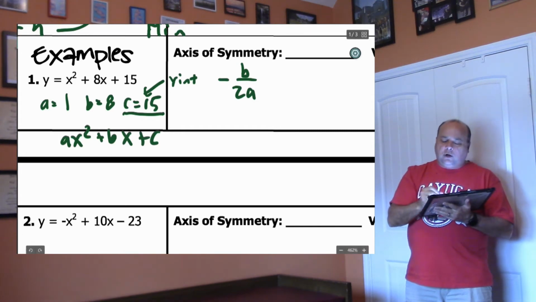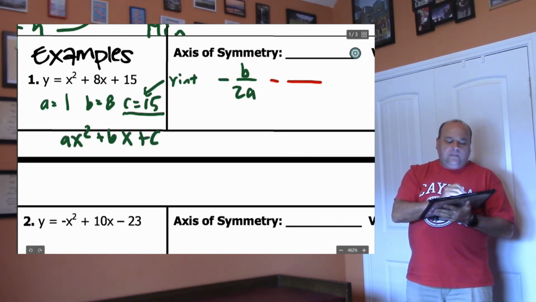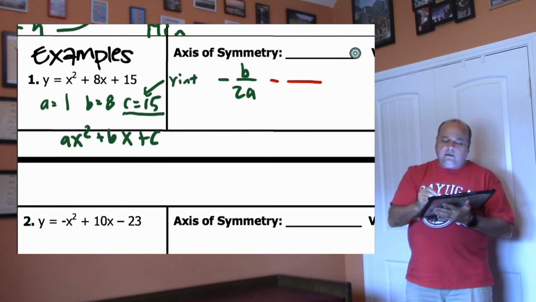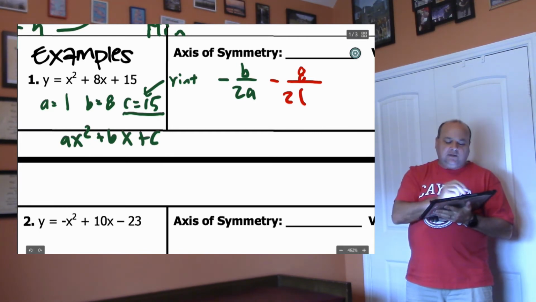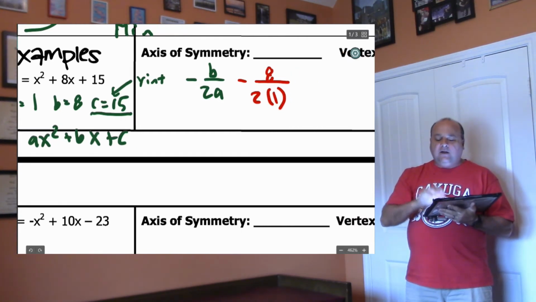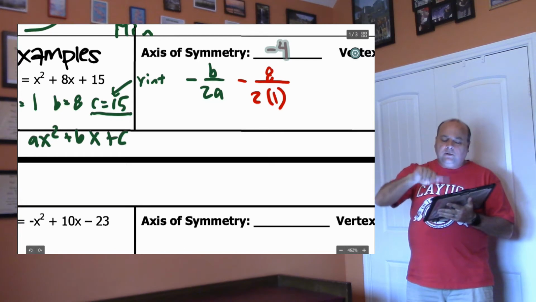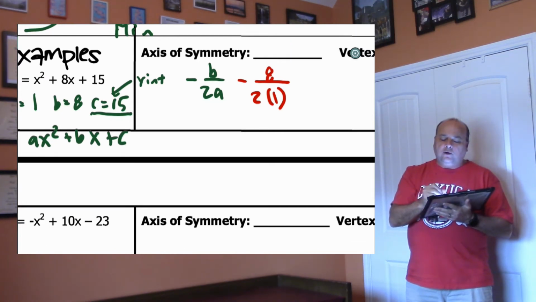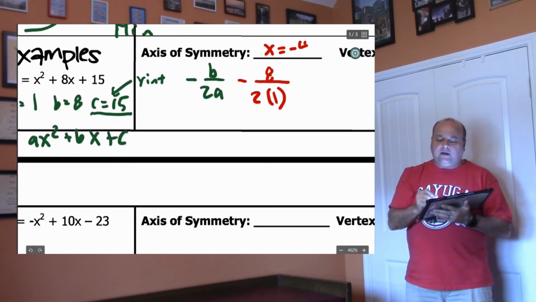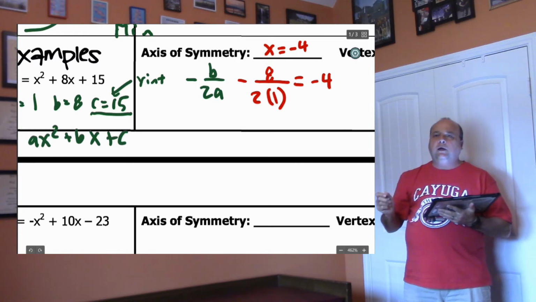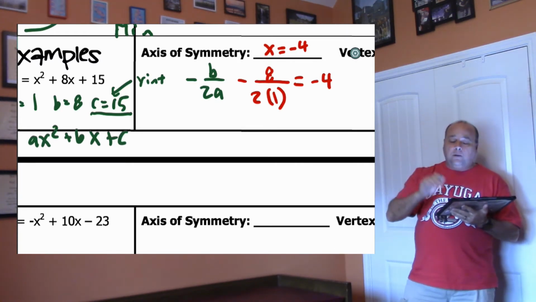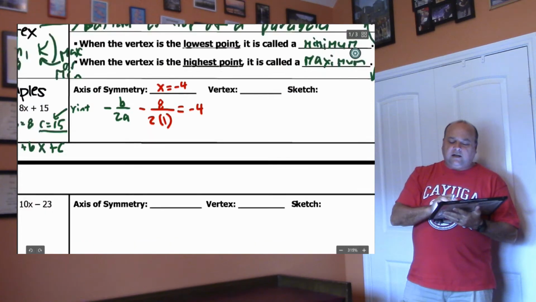So, draw a negative fraction bar. The b is 8, and then 2 times the a, which is 1. Negative 8 over 2 is going to be negative 4. I'm sorry, it's going to be x equals negative 4. Your axis of symmetry is always written as a line. That formula is on the formula chart. Now then, your vertex.